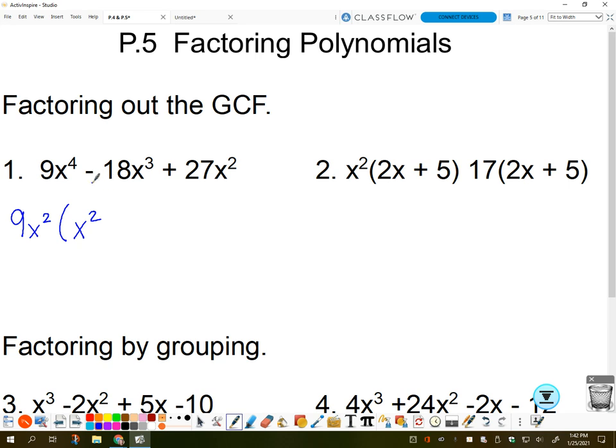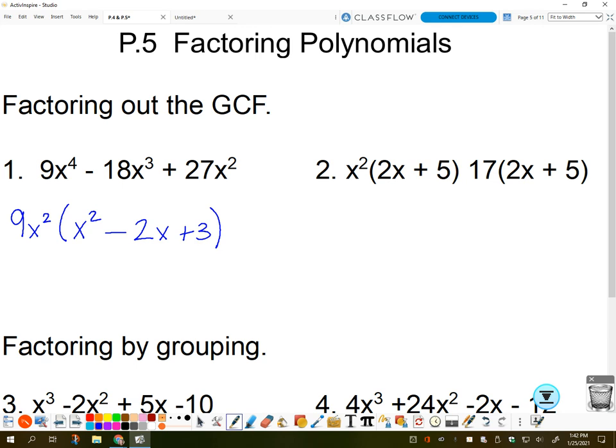All right, so our next term, this negative 18x to the 3rd. We do negative 18 divided by 9, that's negative 2. We do x to the 3rd divided by x squared, that's x. We do 27 divided by 9, that's 3. And x squared divided by x squared is 1, so we don't have any x's. All right, so at this point, you have finished factoring for today.